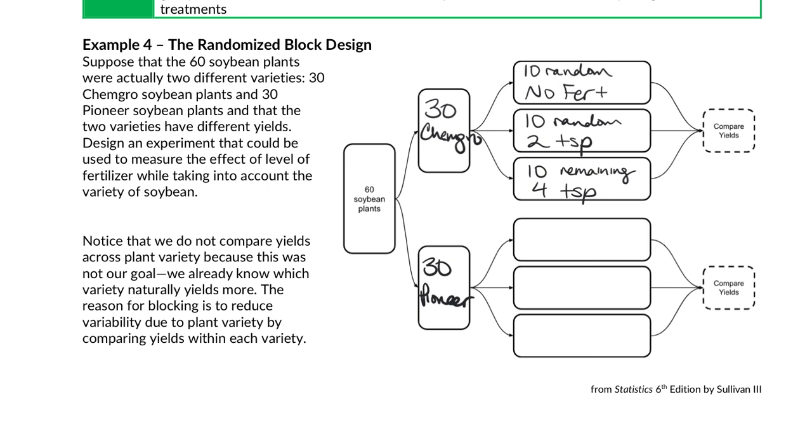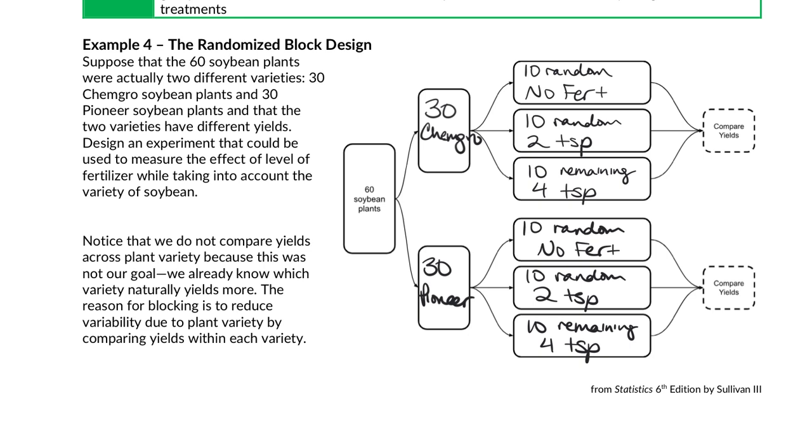Then we're going to go over to our plot of land that has all the Pioneer soybeans in it and assign 10 random of those plants to have no fertilizer, 10 random of those plants to have 2 teaspoons of fertilizer per gallon per week, however we decided. And then the 10 remaining will get the 4 teaspoons, a lot of fertilizer. Then we're going to compare the yields of all the Pioneer plants.